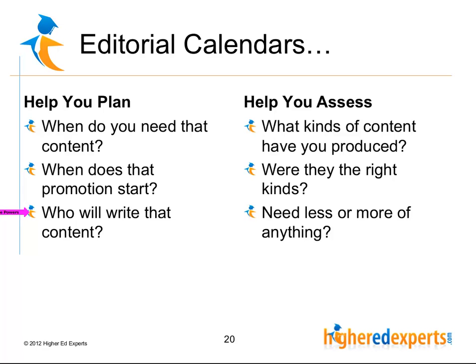On the back side, you can assess how you've been doing in the past. So what kinds of content have you been producing? Were they the right kinds? Did that actually work out for you? Do you need less or more of anything? You may discover that you're doing a lot of student life stories and not enough academic stories, or a lot of stuff about financial aid and not enough about scholarships or something. So it lets you go back and figure out the kinds of content that you need.